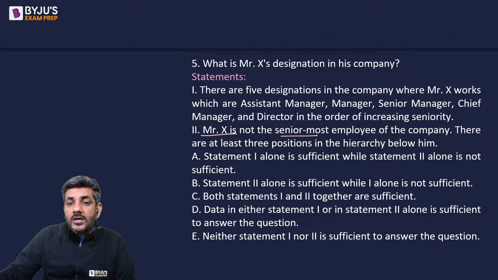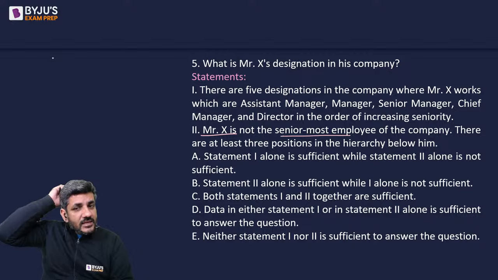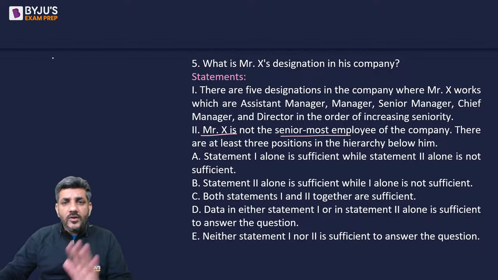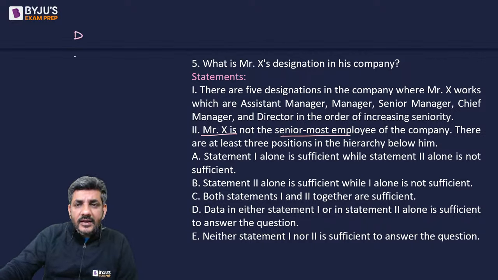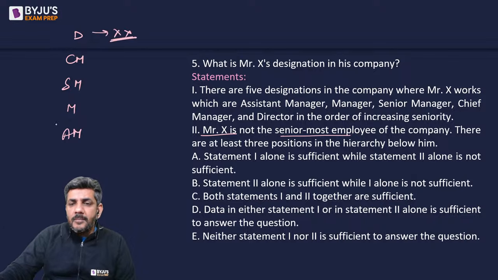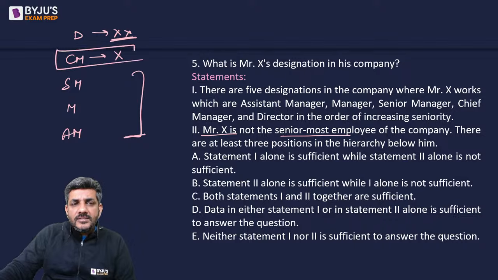Mr. X is not the senior most employee. So not the senior most employee. There are at least 3 positions in the hierarchy below him. तो यहाँ पे designation के बारे में बात नहीं हुई है. So first of all, we have to write the designations. They are director, chief manager, senior manager, manager, and assistant manager. Mr. X is not the senior most employee. So this guy is not Mr. X. Okay. There are at least 3 positions in the hierarchy below him. So at least 3 people are below him. So the only position for Mr. X is chief manager.